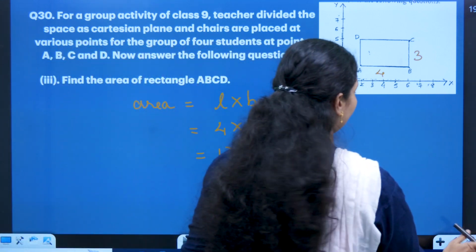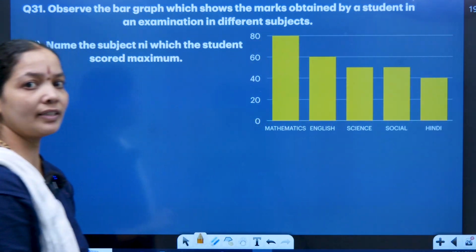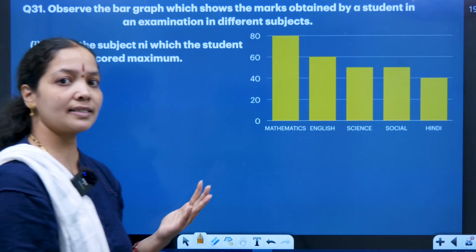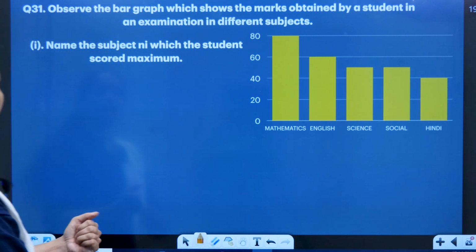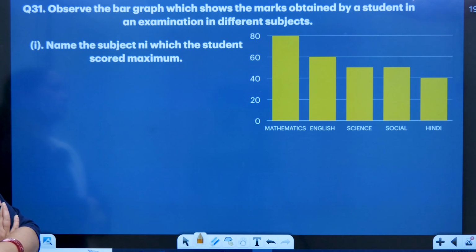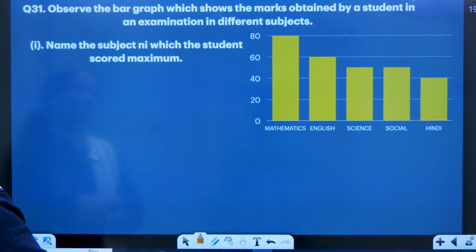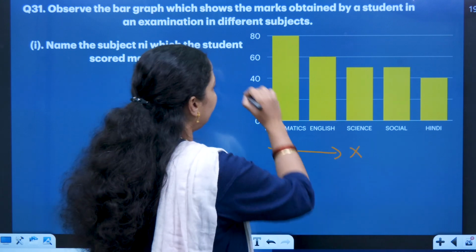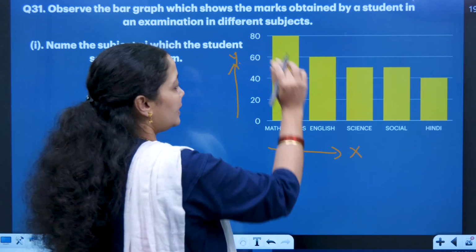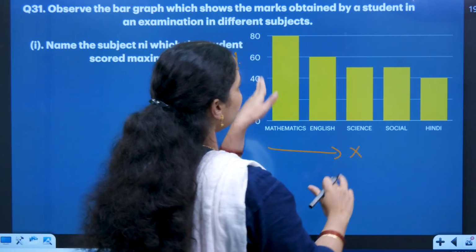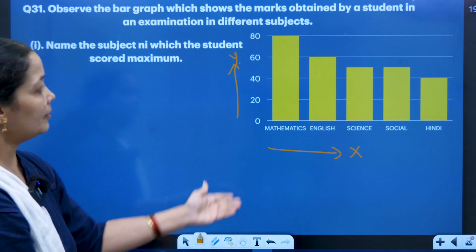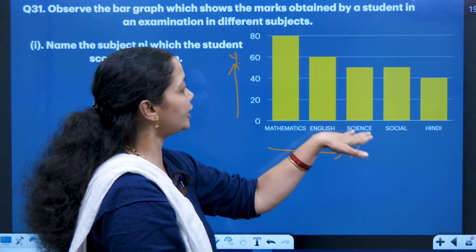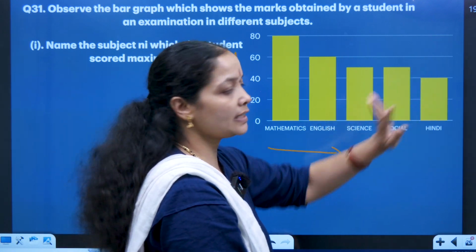So this was a major case study based question given as a 3 marker in which 3 questions were asked. Next question is also like the same. Let us read out. Observe the bar graph which shows the marks obtained by a student in an examination in different subjects. So this is my x-axis and this is my y-axis. The subjects are given here and this is the marks scored. Maths maximum is 80, English is 60, Science is around 50, Social 50 and Hindi is 40.